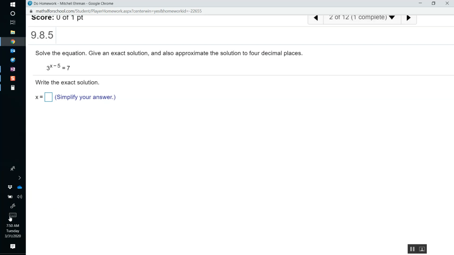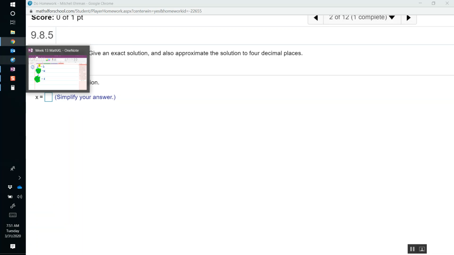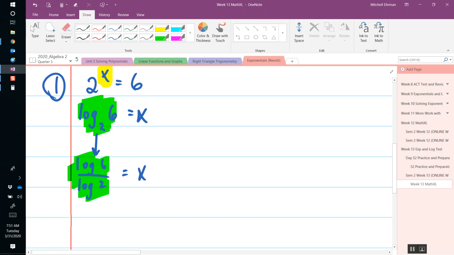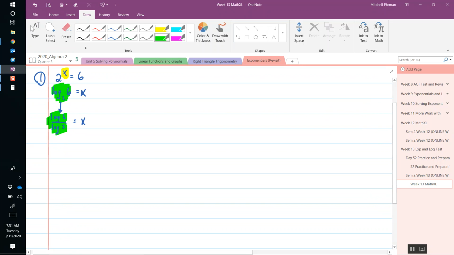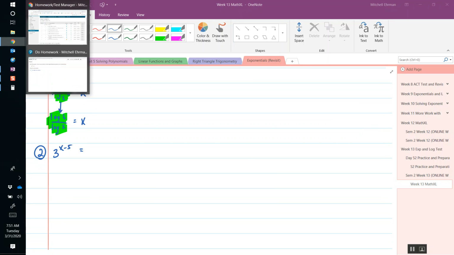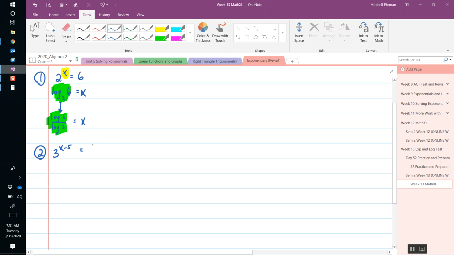Moving on to the next question, very, very similar, only this time we've got a bit of a subtraction in the exponential. So when I write this expression down, so this is problem number 2. Let's write this down, because remember, I am asking that you turn in your work for this week. For number 2, we'll write 3 to the x minus 5 power equals 7.